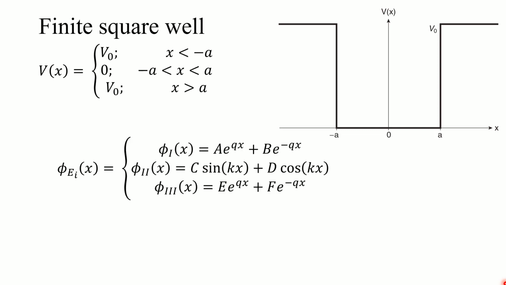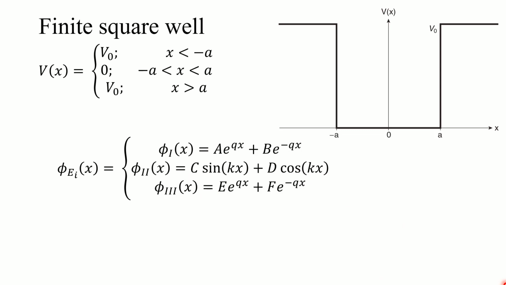Putting those all together, we have the solutions to the energy eigenvalue equation, the eigenfunctions of this form in those three regions. I'm going to give them subscript 1 for the wave function in region 1, 2 for the wave function in region 2, and 3 for the wave function in region 3. But these are the forms of those solutions.